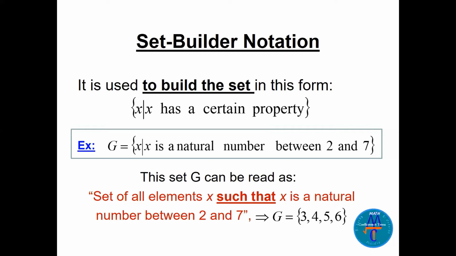So we can search for the natural numbers. Remember, you can find the definition of natural numbers in lecture number 1. So a natural number between 2 and 7, where 2 and 7 are not included. What are these numbers? These numbers are natural numbers. So this is set G. Now we can write, see the last line here, set G would be 3, 4, 5, and 6. So there are 4 elements in this set.